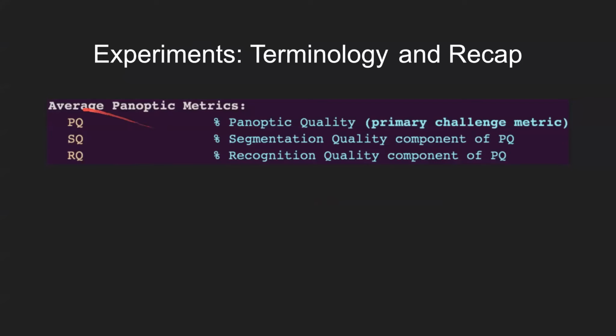As a quick recap, PQ is the panoptic quality, which is divided into segmentation quality, SQ, and this is how well the model will segment objects like the cow in the previous slide by getting the pixels correct, and recognition quality, which is how correct the labels of a segmented object are, like labeling the segmented cow a cow.